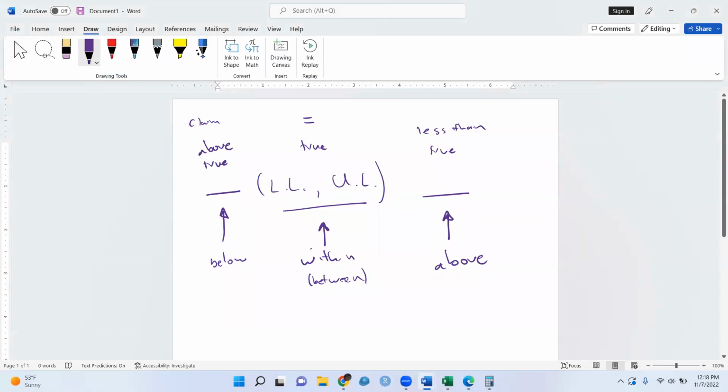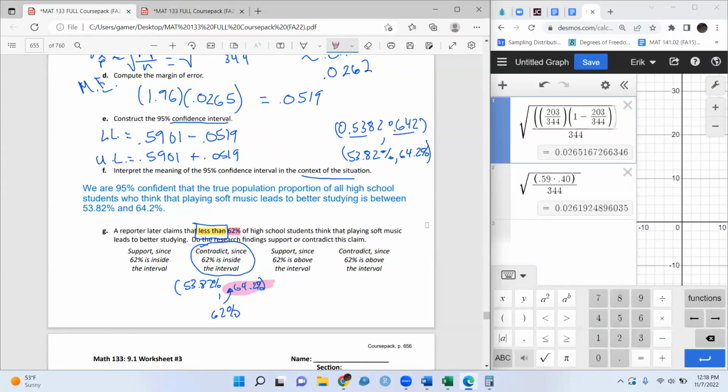So then, to support that, what would the statement say? It would have to say a reporter later claims that it's equal to 62%? Yep.